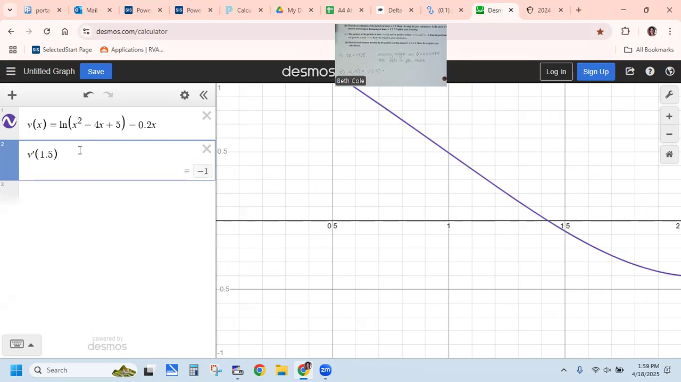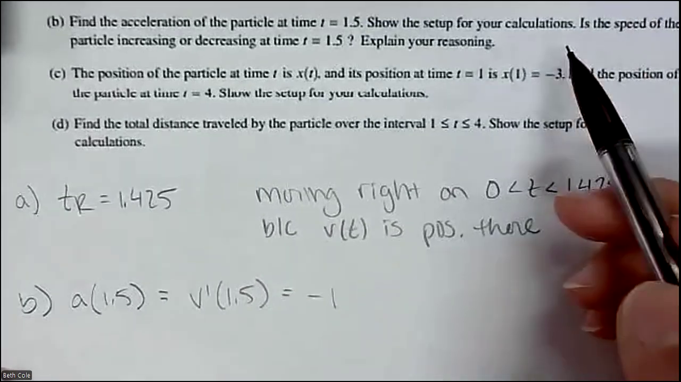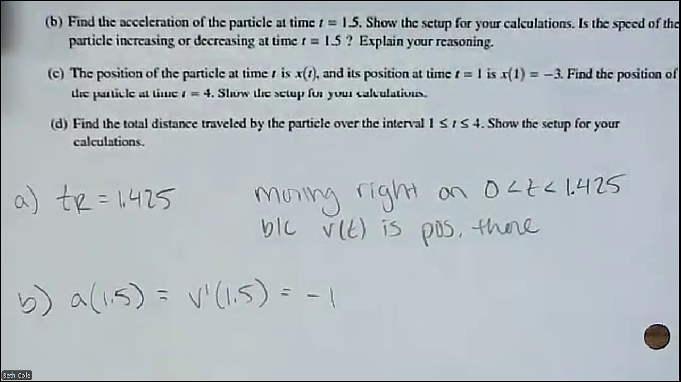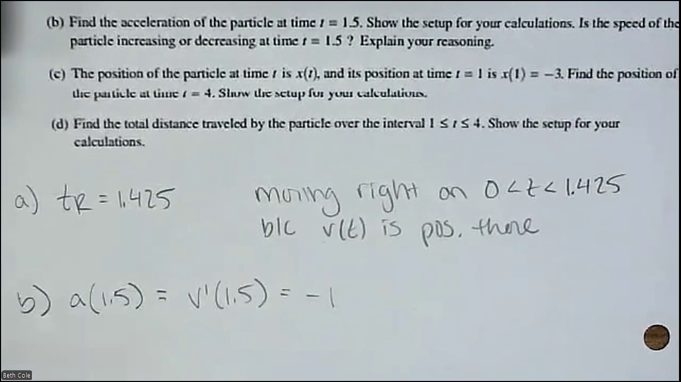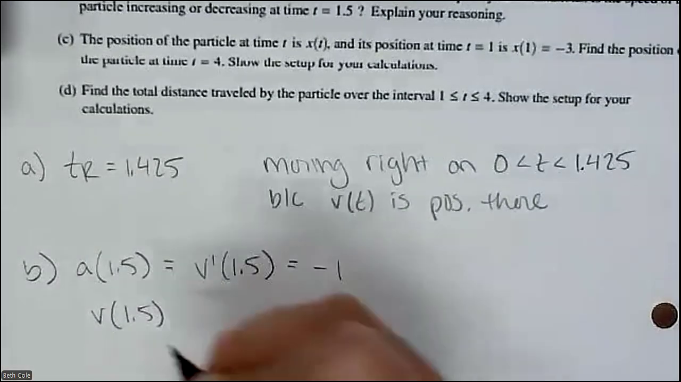You guys all see how I did that? Or did you guys remember how to type that? Oh, nice. Good job. -1. And then there's more to that question. Is speed increasing or decreasing? For speed, you need to look at both velocity and acceleration. We just found acceleration. Now let's find velocity of 1.5.